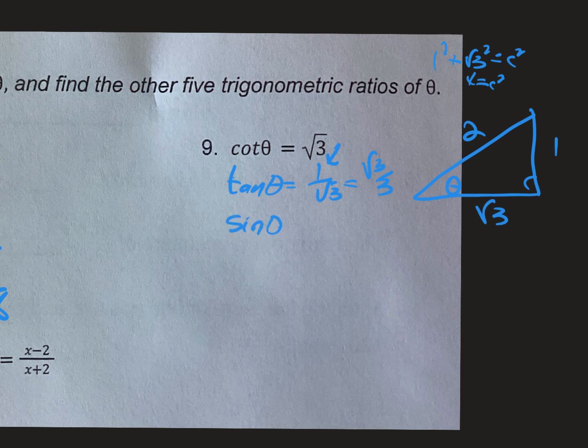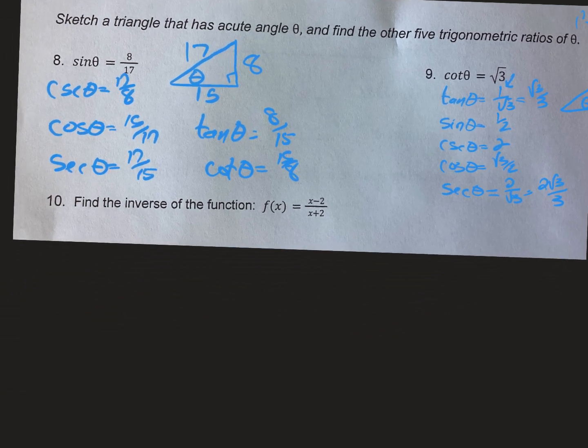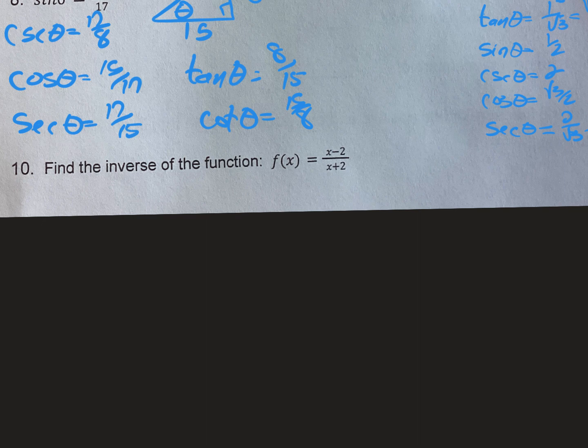The sine of theta. Sine is opposite over hypotenuse, which means cosecant is reciprocal of that, which is 2. Cosine theta is adjacent over hypotenuse. And of course, secant is reciprocal of cosine. So you get 2 over the square root of 3. Take care of that radical for me. It'll be 2 root 3 over 3. Perfect. Number 10, find the inverse of this. And this was on there again because last week we struggled with this.